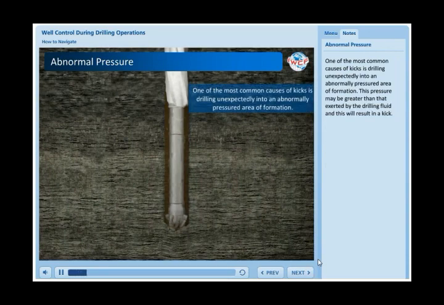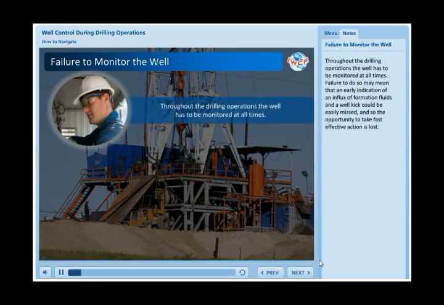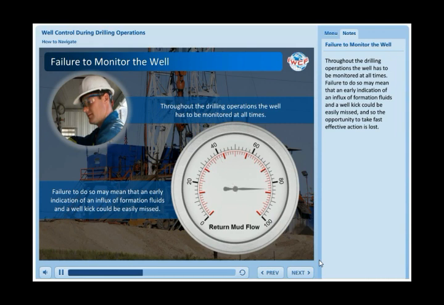One of the most common causes of kicks is drilling unexpectedly into an abnormally pressured area of formation. This pressure may be greater than that exerted by the drilling fluid, and this will result in a kick. Throughout the drilling operations, the well has to be monitored at all times. Failure to do so may mean that an early indication of an influx of formation fluids and a well kick could be easily missed, and so the opportunity to take fast, effective action is lost.